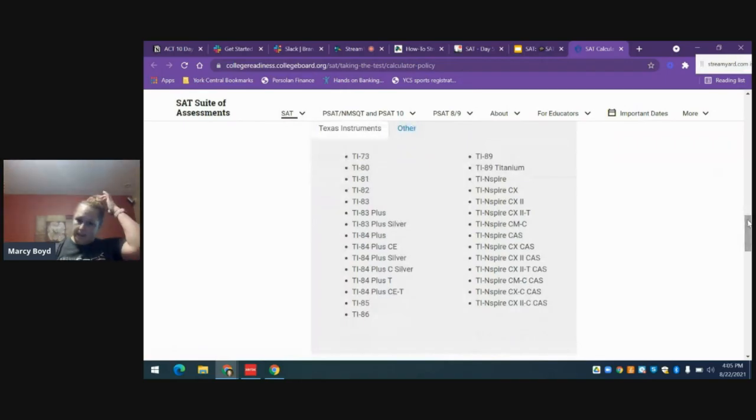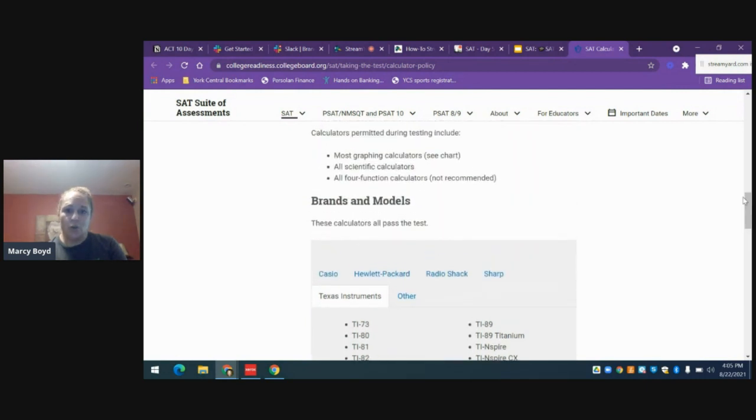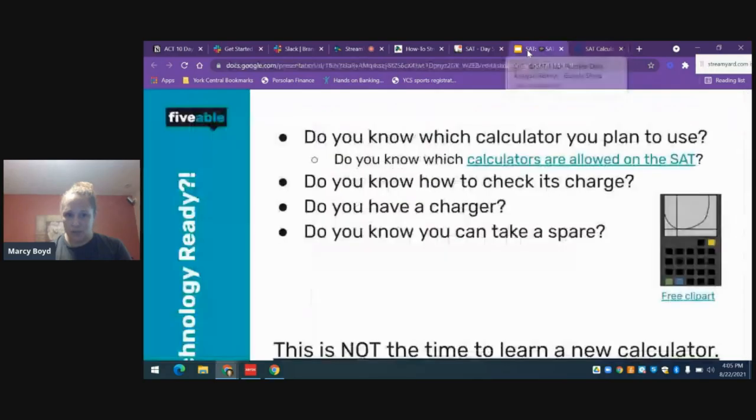There are tons of them. The SAT does allow both the 89 and the CAS. It's the ACT that does not. So pretty much, if you've been using it, it's a calculator that's allowed on the SAT. Like I said, if you Google which calculator, it brings up brands and models. You can choose the brand you use in your school or are used to using, and it'll come up. That's the most important thing: you have to bring your own, and make sure it's one you're used to.